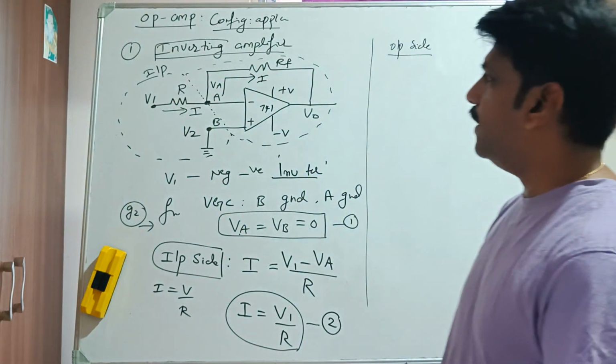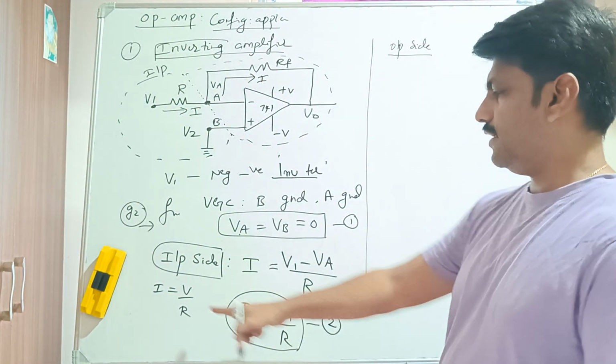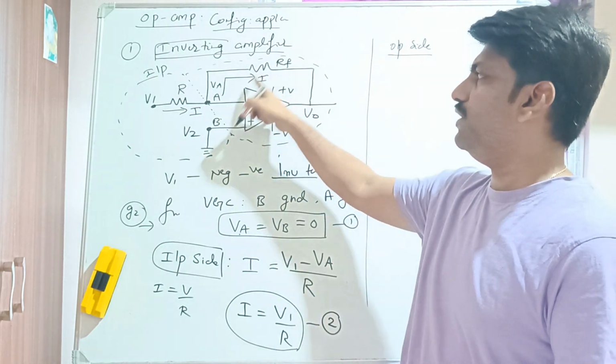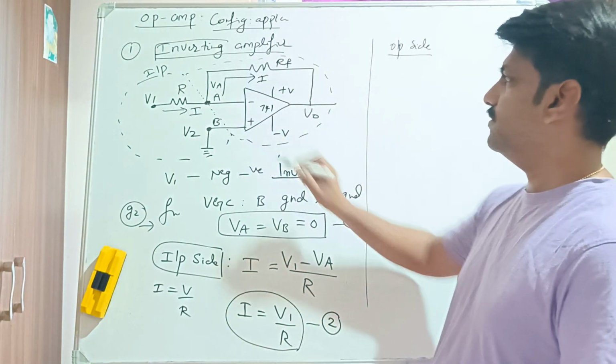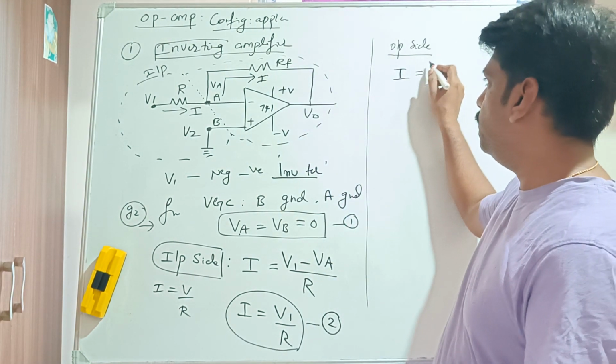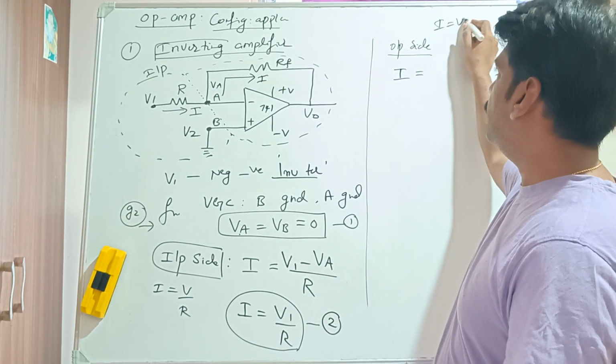Right? So this part we should see. We should write this type of Ohm's law current equation. What is the current which is flowing through the resistance? What is the one more resistance which is present? Feedback resistance. So the current which is flowing through the feedback resistance, I, is equal to V by R. We should follow this format, V by R.